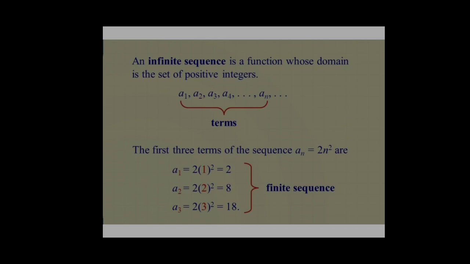So a sub 3 is 2 times 3 squared. 3 squared is 9, and 9 times 2 is 18. That is the finite sequence. So basically an infinite sequence is infinite, and a finite sequence has a last term, so it is not infinite.